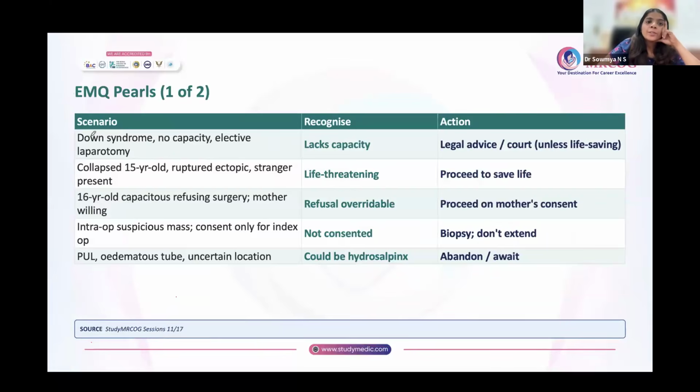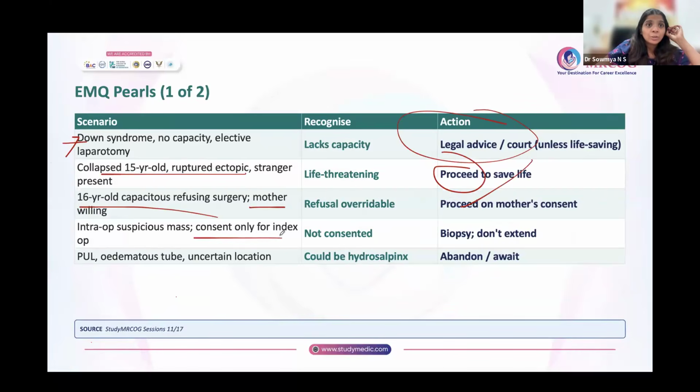Okay, Down syndrome, no, she has no capacity, elective laparotomy. Obviously, legal advisor, the court of law. Emergency, you can go in the best interest. Collapse, 15-year-old ruptured ectopic, stranger present, proceed in the best interest. 16-year-old capacitous refusing surgery, mother willing, take the consent of the mother and proceed. Intra-op suspicious mass, consent only for index operation.